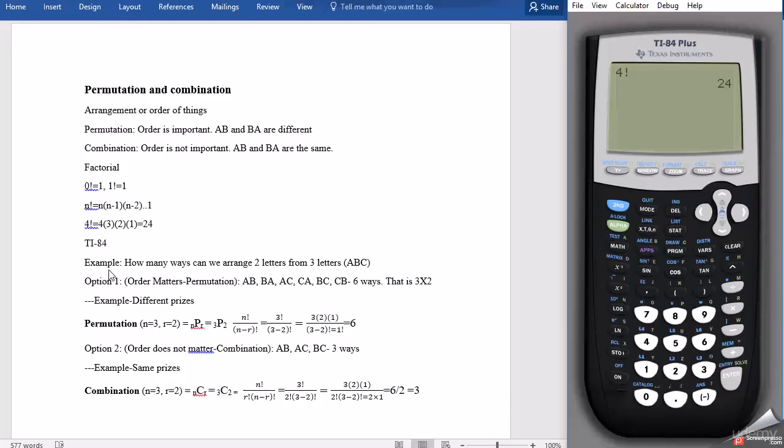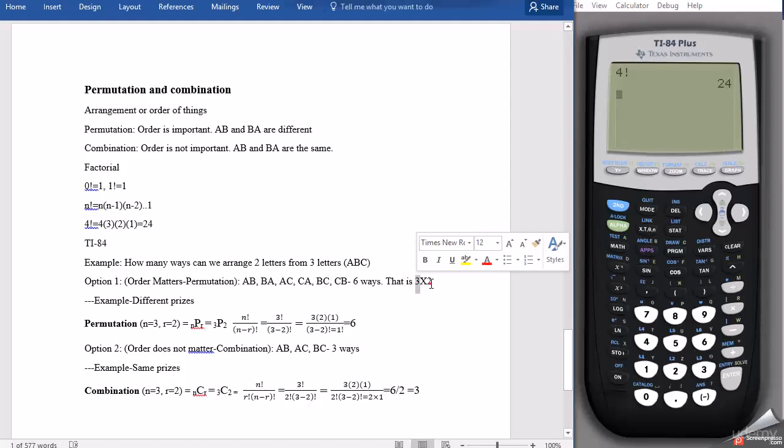Okay, so let's have an example to illustrate combination and permutation. Let's say we have 3 letters A, B, C. We want to see how many ways we can arrange 2 of those 3 letters. Okay, so for the first option, which is a permutation, order is very important. We're going to have AB, BA, AC, CA, BC, CB. That's 6 ways. An easy way using multiplication is we do 3 times 2. For the first one you have 3 options, A, B, C. Once you choose the first one, then you have 2 options left. So it's 3 times 2, which is equal to 6 ways.